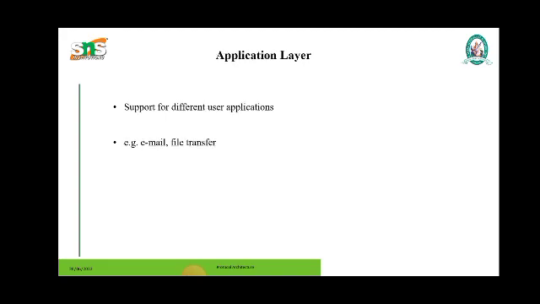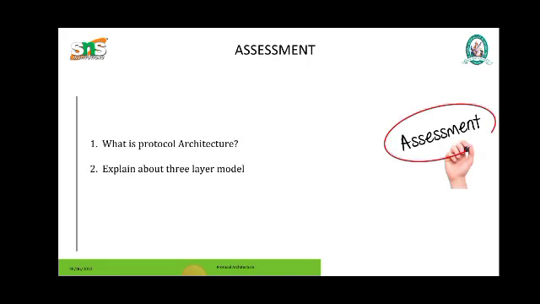And the next layer is the application layer, which is the topmost layer of the network, responsible for sending application requests by the user to the lower levels. The typical applications include file transfer, email, remote login, data entry, etc. It supports different user applications.